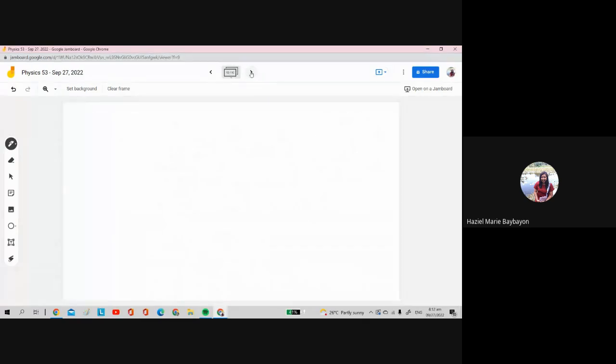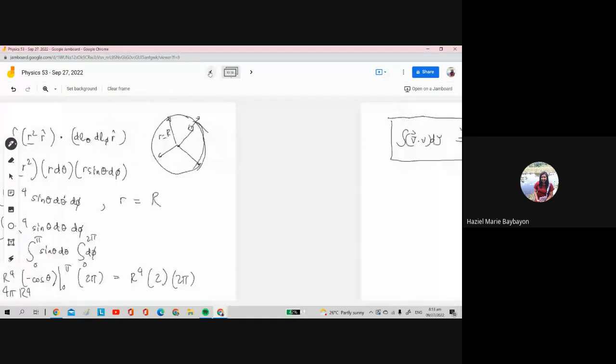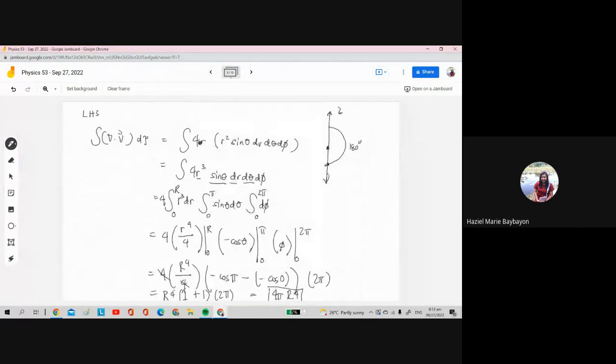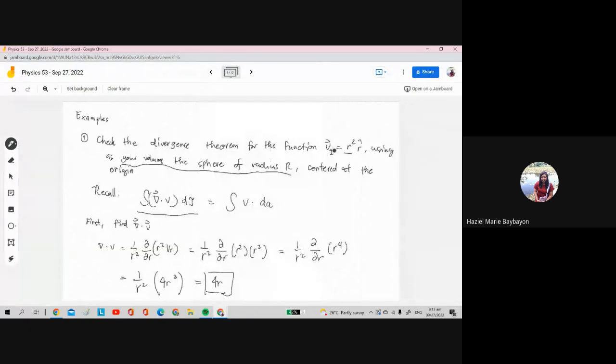Therefore, the divergence theorem, the integral of divergence of v d tau is equal to the integral of v dot dA. Any questions? So we have verified the divergence theorem for this vector function v sub 1.